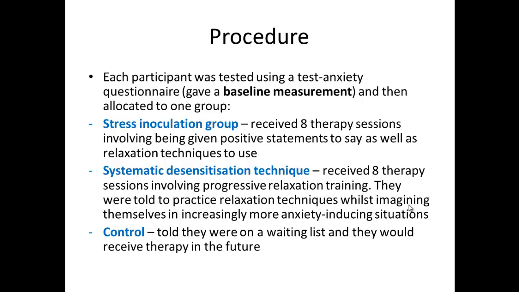The second group was the systematic desensitization technique. They received 8 therapy sessions, involving progressive relaxation training. So they were told to practice the relaxation techniques whilst imagining themselves in increasingly more anxiety-inducing situations. Again, in the same way as the snake phobia one was. The control group were told they were on a waiting list and they would receive therapy in the future.